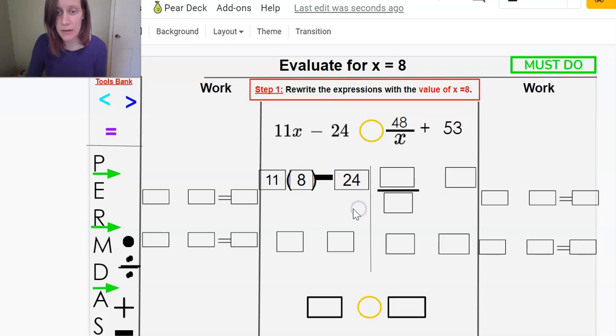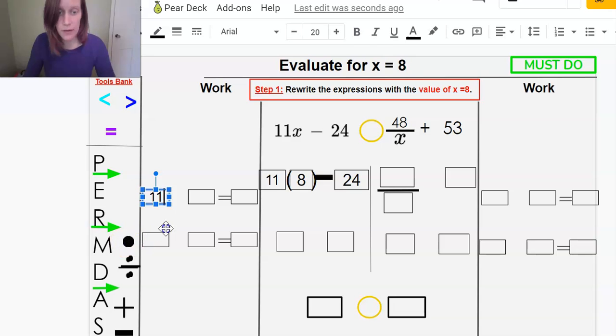Then I am working this problem out using order of operations. Remember, these parentheses do not mean there's an operation inside of the parentheses. Instead, they just mean multiply. So I'm moving past my parentheses, exponents and radicals, all the way down to multiplication and division. I have to do all multiplication and division before I do any addition and subtraction. So I'm going to do this 11 times 8 first.